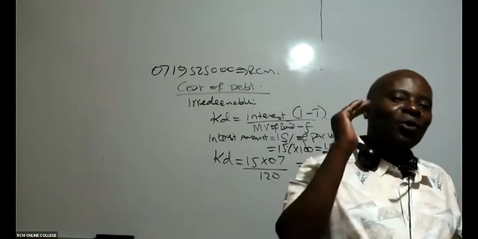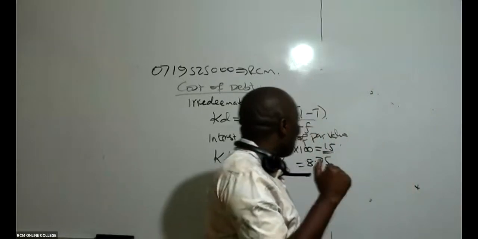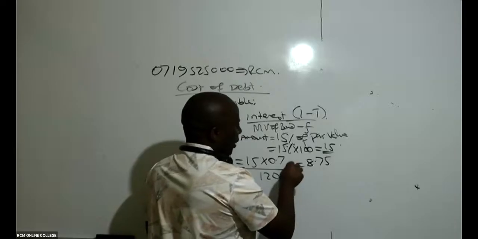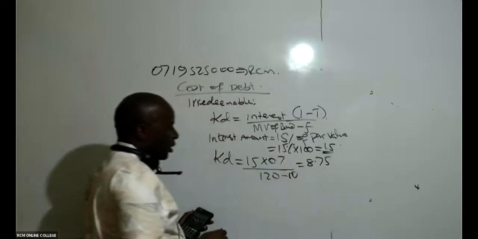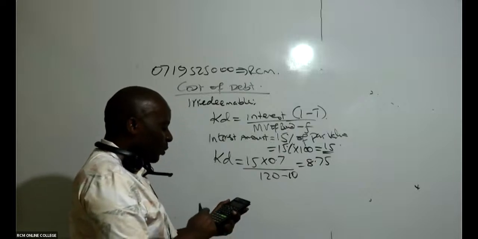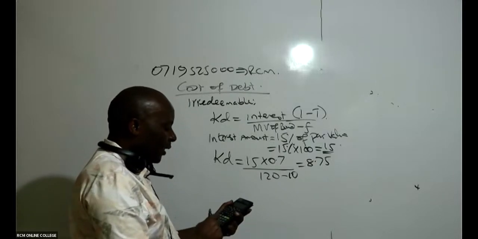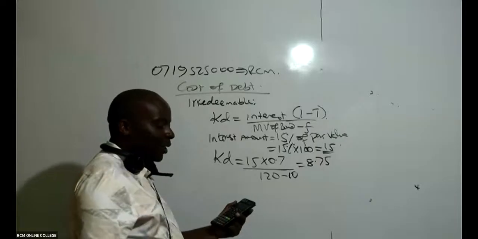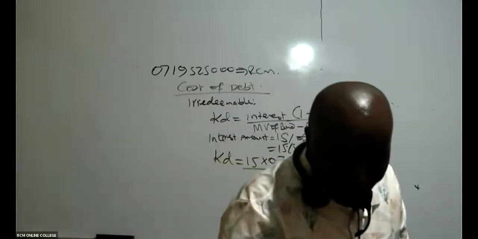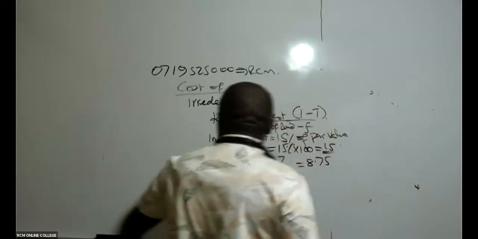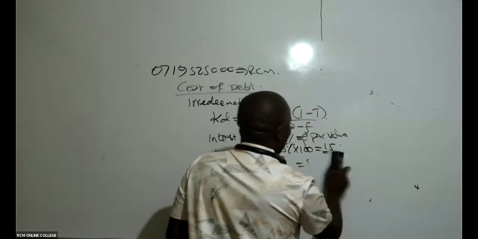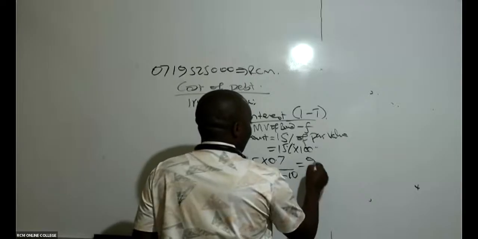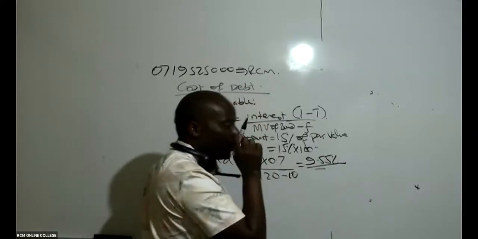Yeah, we have a flotation cost. That is something I would have almost missed out. Thank you for that. We have a flotation cost of 10. Then we take 15 times 0.7 divided by 110, times 100. Now we are getting somewhat 9.55%. Are we now together? 9.55%.